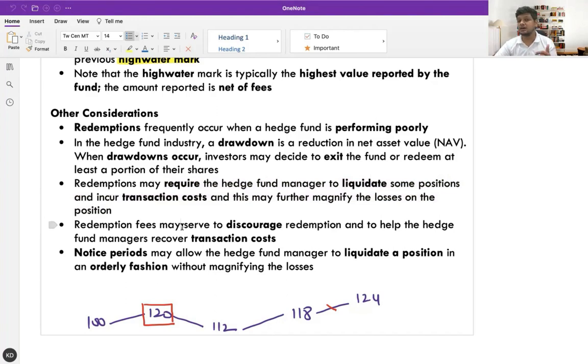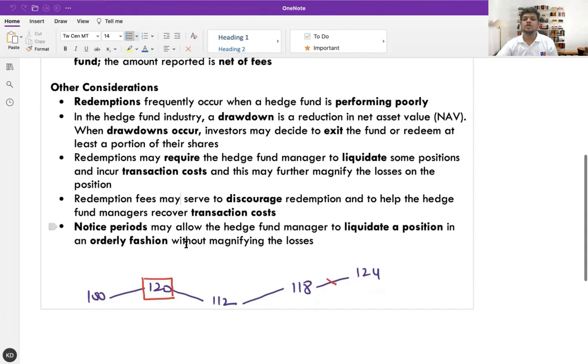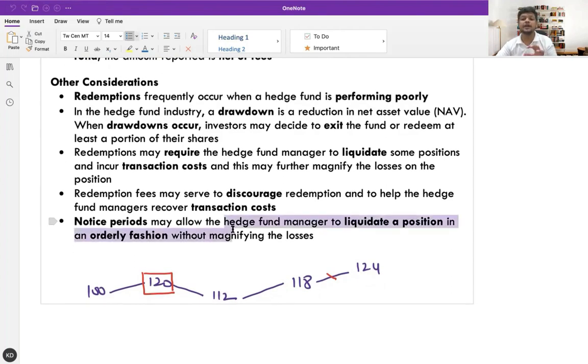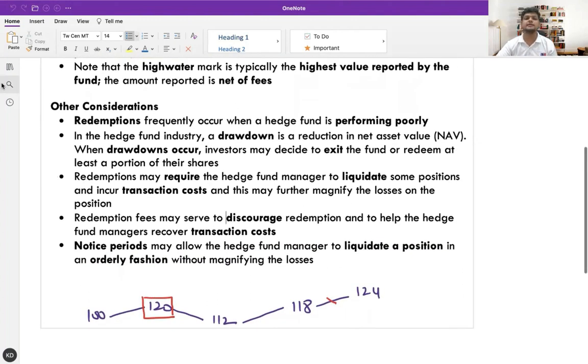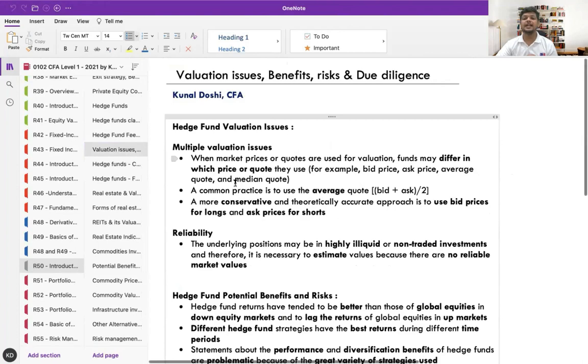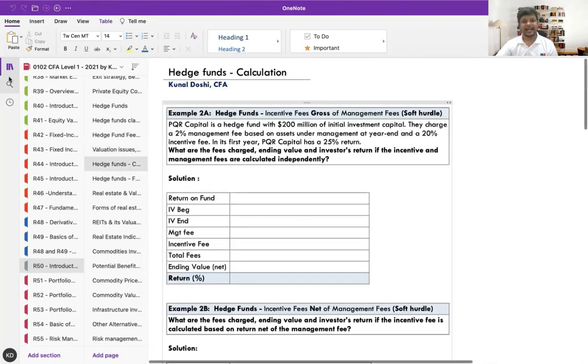Redemptions may severely damage and may also serve as a liquidity issue for the hedge fund manager. And therefore, the hedge fund manager will strive to discourage you from redemption by putting up what? By putting up some restrictions or a notice period. Clear? So a notice period may allow the hedge fund manager to liquidate a position in an orderly fashion rather than completely random and increasing the loss. Is that clear? Correct.